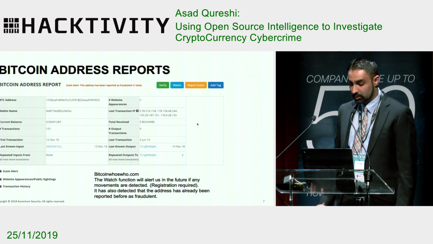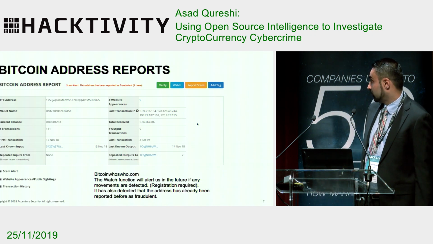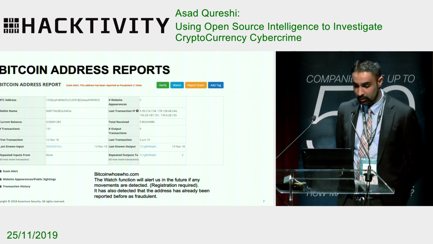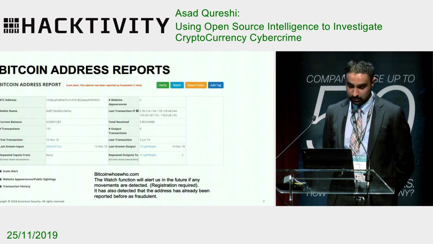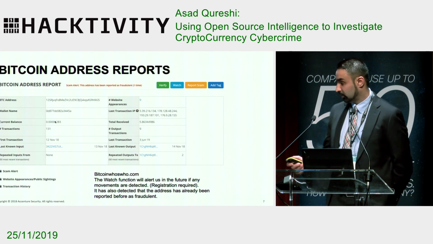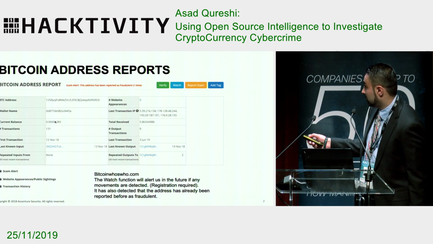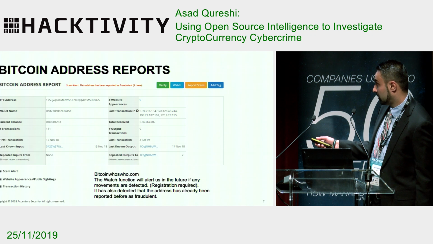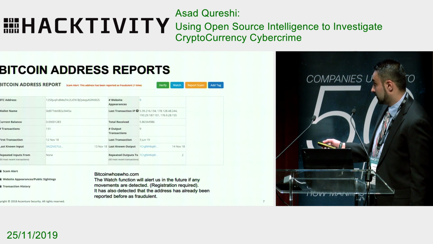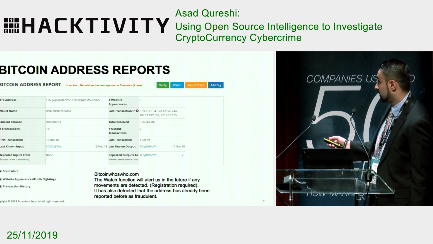Okay, so the Bitcoin address report. Bitcoin Who is another tool that will show us more information about the particular crime. We see the current balance. I'll show you here. We can see that this is the address, and this is the name of the wallet, which is in hexadecimal format. We see the current balance. And here we see the number of transactions. We see the first transaction, and we see the last transaction here.